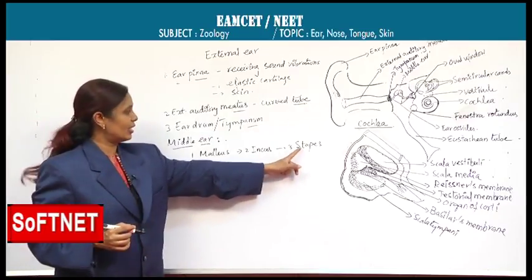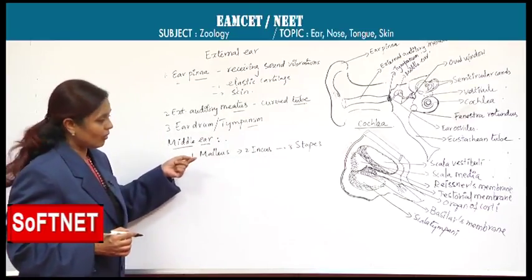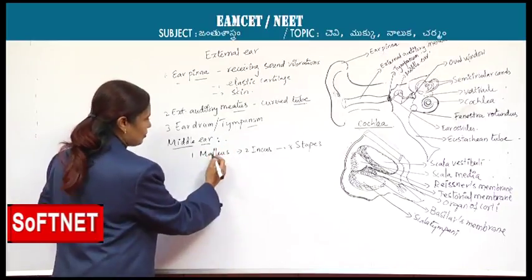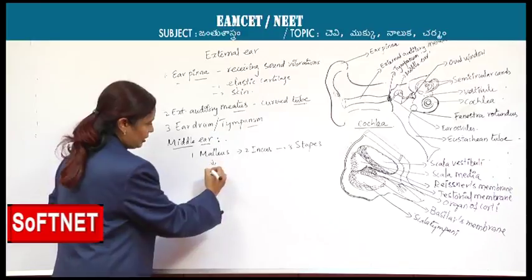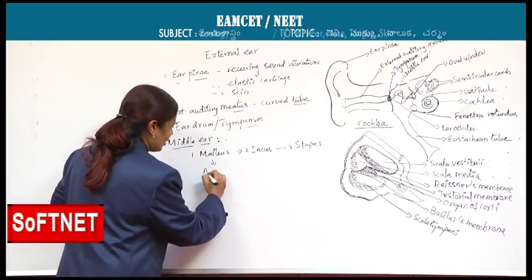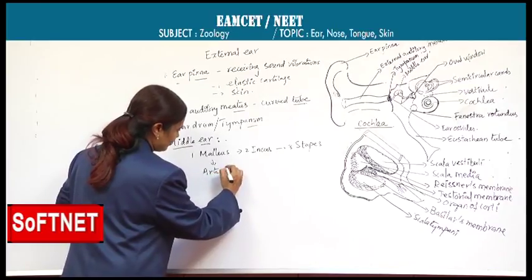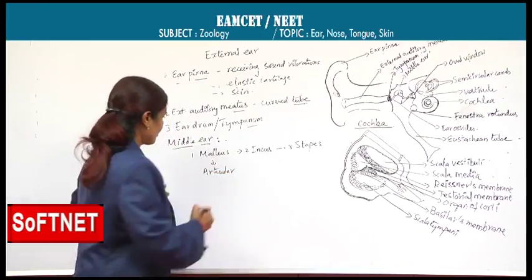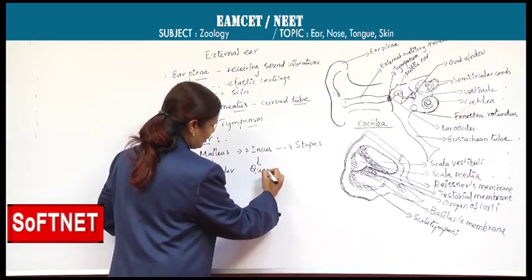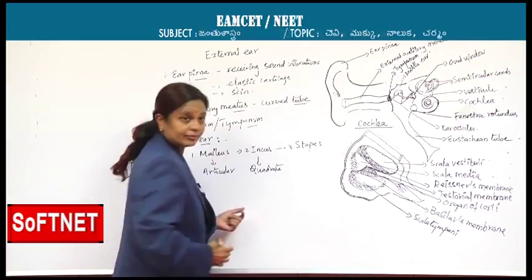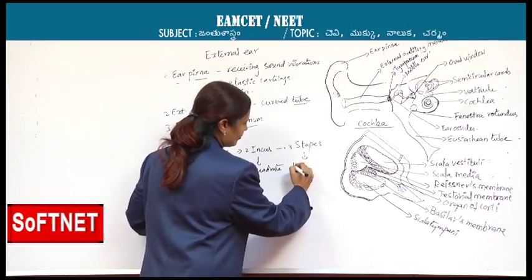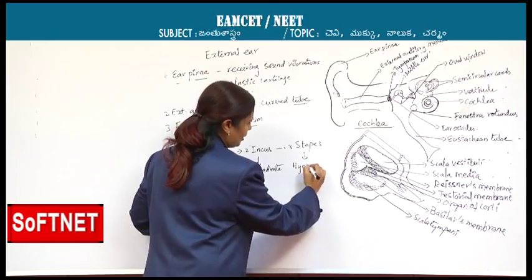Malleus, incus and stapes. These are all nothing but modified skull bones. When you talk about the embryonic origin of malleus, it is derived from one articular cartilage, then incus is derived from one quadrate, and stapes is derived from a bone called hyomandibular.